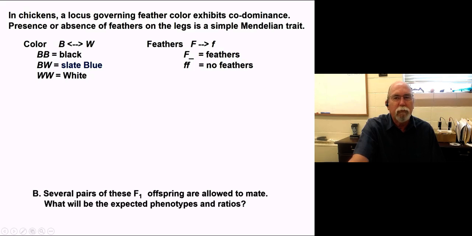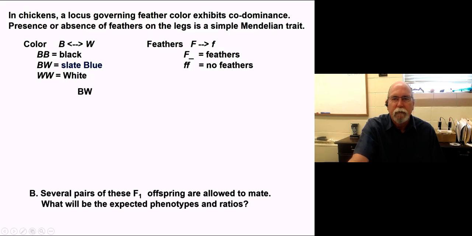Several pairs of these F1 progeny offspring are allowed to mate. What are you going to get, okay? So we're crossing a dihybrid het now. You could think of it as big A, big B, little b if you really need to, but hopefully you're with me now. So this is a slate blue feathered, heterozygous for both of those, times one of its mates that came out, and it is also slate blue and feathered.